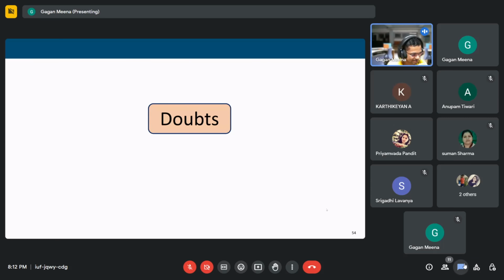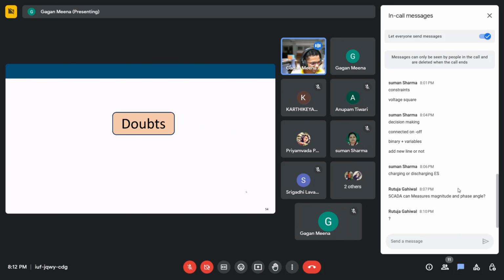One question is that SCADA measures magnitude and phase angle. Actually, now we have PMUs. PMUs measure magnitude and phase angle for each voltage and current phasor. But earlier we were measuring using SCADA only the power P and Q. Next week we are going to discuss WAMS and PMUs. There we will see this.